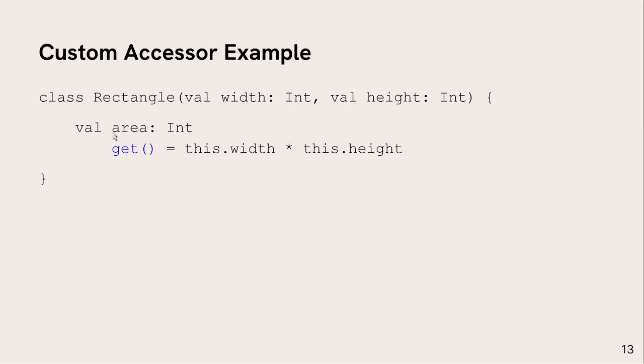Whenever we would like to read the value, this is the getter. After the type of the property, we can specify the getter, and its calculation is this.width times this.height. So this is a custom accessor example.